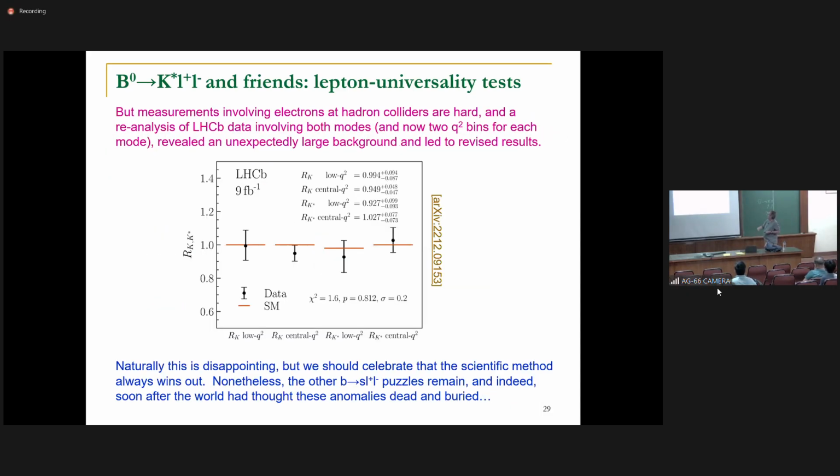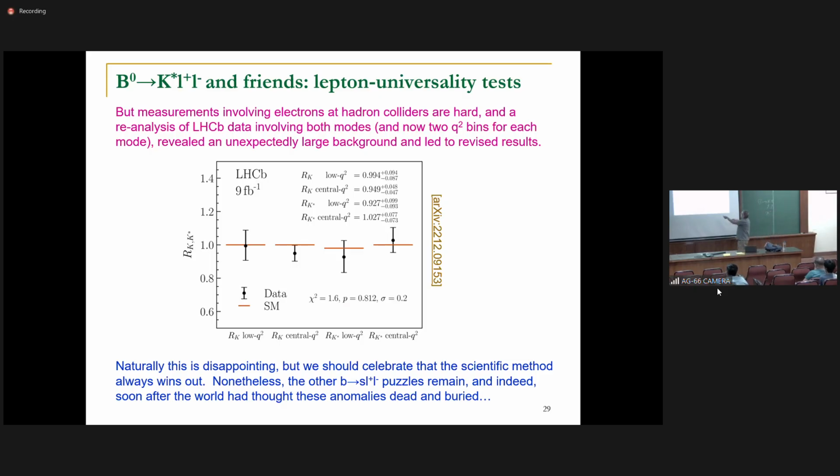However, this was still not 5 sigma, and there were still things we could do. And you should always let nature have the last word. Measurements involving electrons at hadron colliders are hard, and when the LHCb data were reanalyzed with a better technique involving both modes and more scrutiny was paid to possible backgrounds, this is what's found.